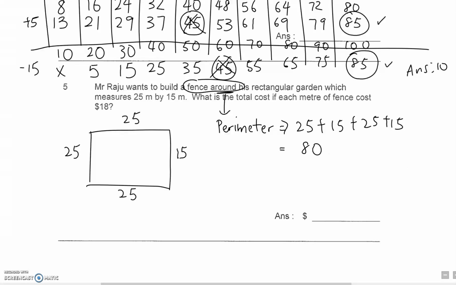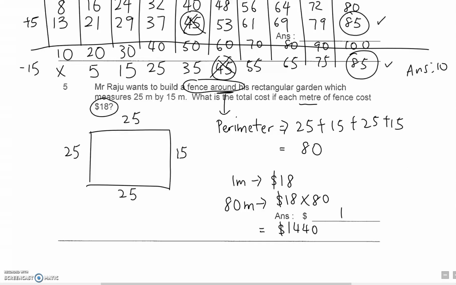Now, they say that each meter is going to cost $18. So 1 meter is going to cost you $18 to build. You have a total of 80 meters, which means that you will need to multiply this by 80 in order to get the total cost to build the fence around the field.